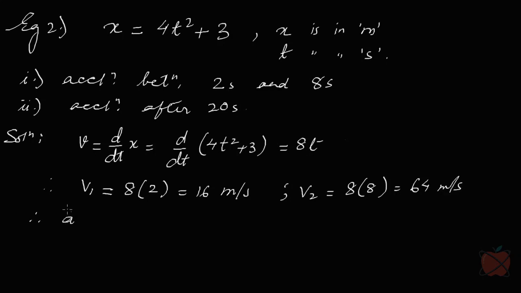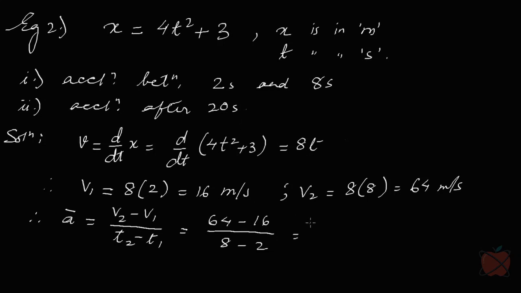So average acceleration will be v2 minus v1 by t2 minus t1. So v2 here is 64 minus v1, which is 16, divided by t2, t2 is 8 minus 2. So how much is this average acceleration? 64 minus 16, so that is 48. 48 divided by 6, you get 8 meter per second square. Let me check.